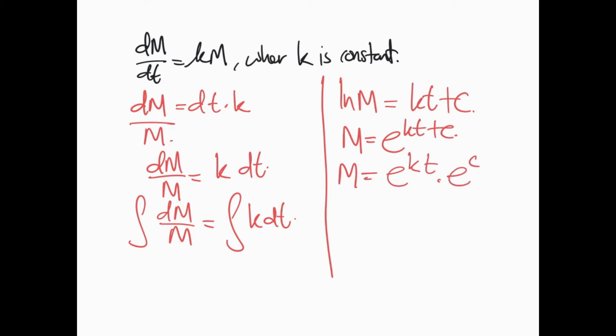Since c is constant, then e to the power of c is also constant. Doesn't matter what c is, c could be any value, but the moment c is constant, e to the power of c is also constant. So I can change e to the power of c into another letter. So m equals e to the power of kt multiplied by a. So your equation here is m equals a times e to the power of kt.